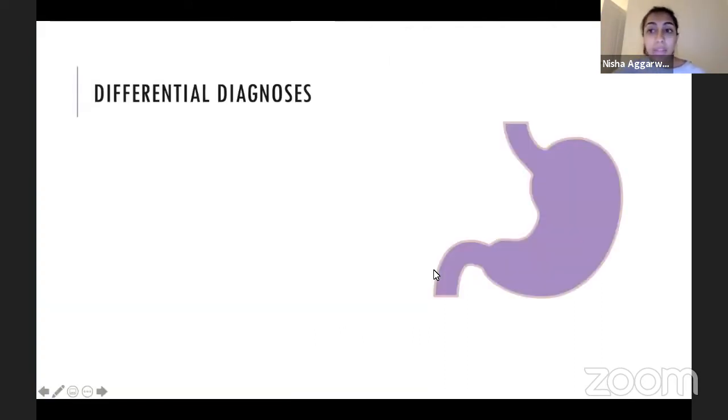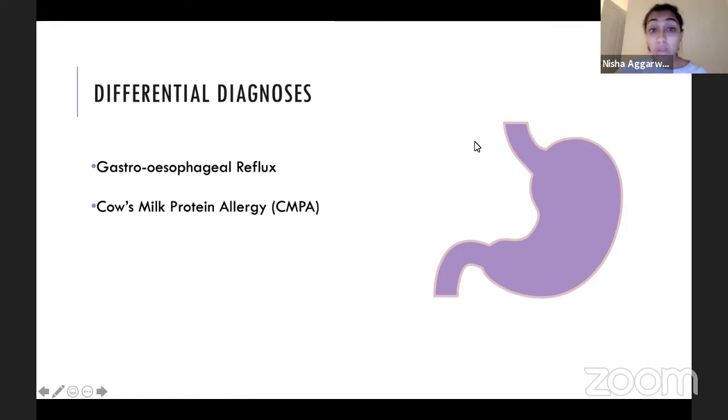So the differentials that I thought of, just for timing, I'll just whiz through them. I thought it could be GORD. I thought it could be cow's milk protein allergy. And I also had in the back of my head that it could be pyloric stenosis, particularly as Mum called it projectile. And this is why we did the gas. So the gas was normal.